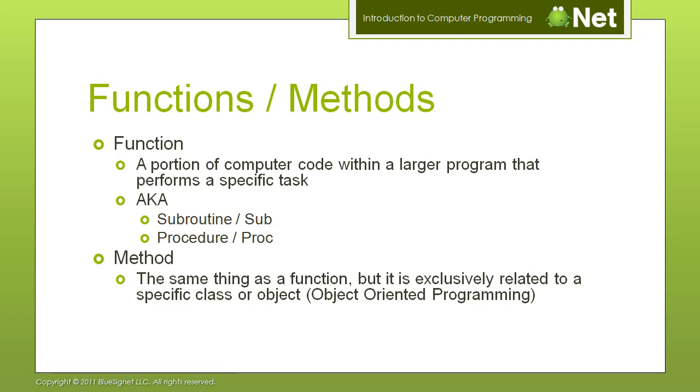A method is basically a function, but a function that's contained within an object. So methods are found in object-oriented programming. We haven't gotten too much into object-oriented programming, but an object can contain a variable, a function, and other things. And the function that's contained within that particular object is referred to as a method.